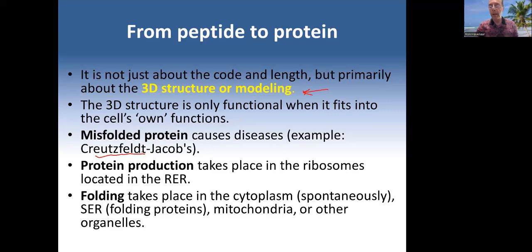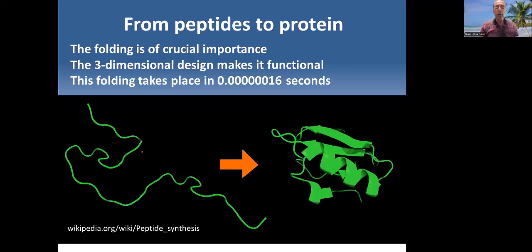So the body takes care about the three-dimensional structure, and if a normal healthy person is producing by coincidence a 3D structure that is wrong, it should be corrected. Yeah, and there's a correction system inside the body. But if it is rightly created in the 3D structure, then it is creating a very nice effective structure inside the cell. So the folding itself is very important.